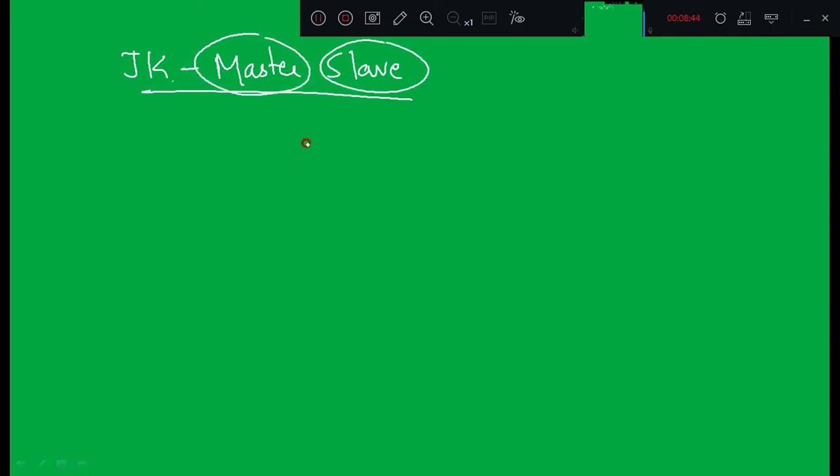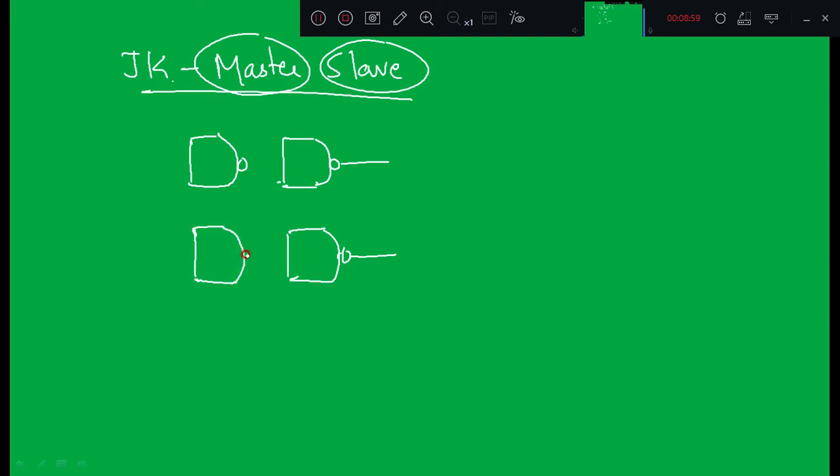What is the circuit diagram of JK master slave? Okay, so this is JK master slave, right? As the name itself tells, it has two JKs. One acts as a master, one acts as a slave. So let me draw the circuit diagram of this. Okay, it's again very simple. Same two JK flip flops you draw, but there is a slight modification in the first JK flip flop, right?